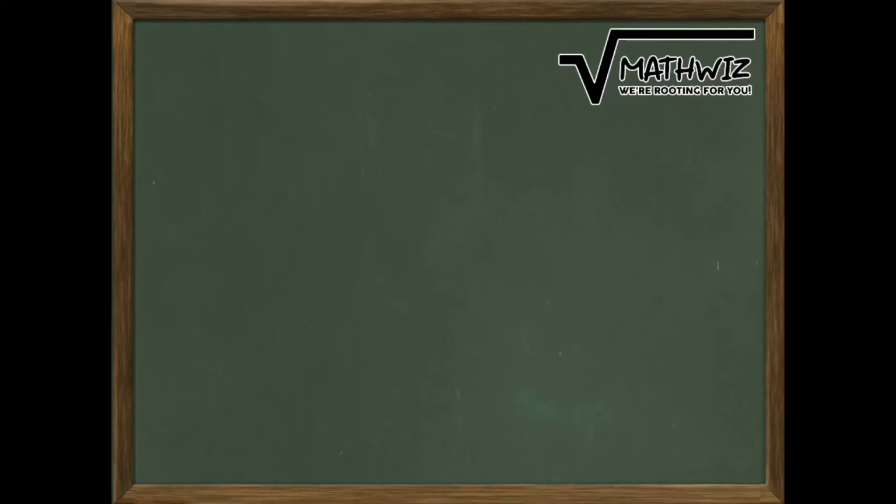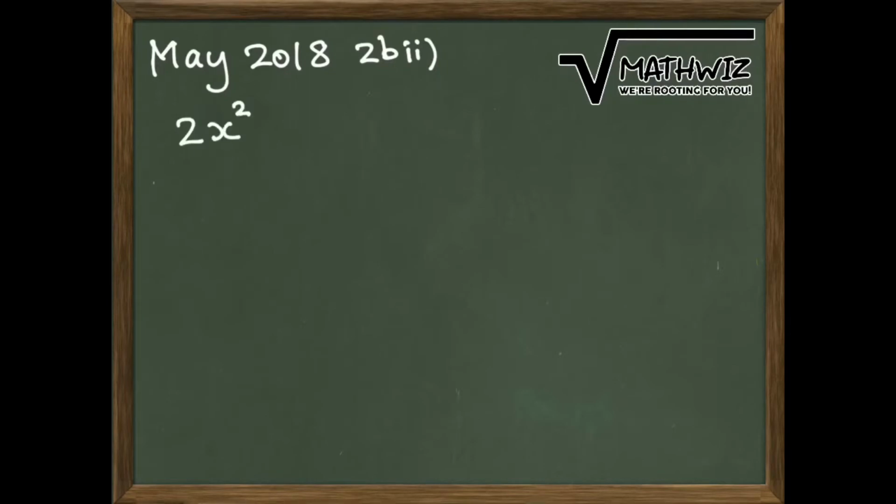So the first question that we're going to do is May 2018, and it is 2B, the second part, right? So they have 2x squared plus 5x minus 3 is equal to 0. Now they do not specify what method you should use. And why haven't they specified, right? Because this is a quadratic, so let's do a little side thing.